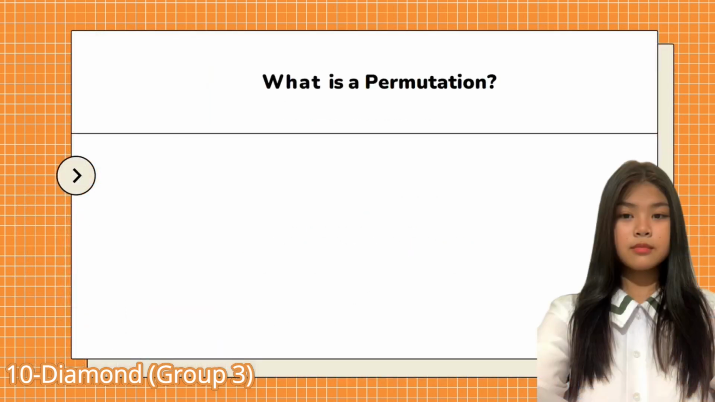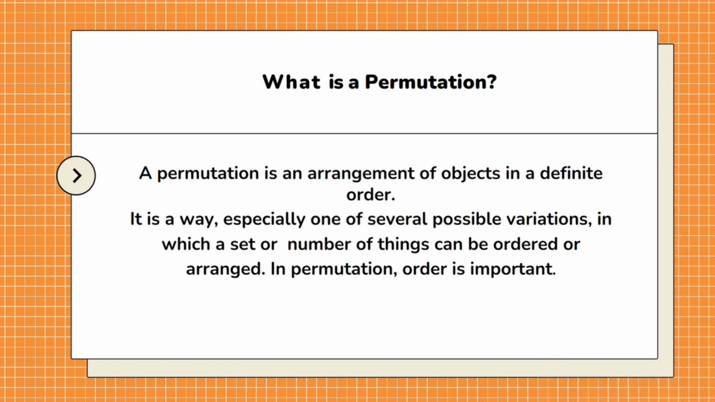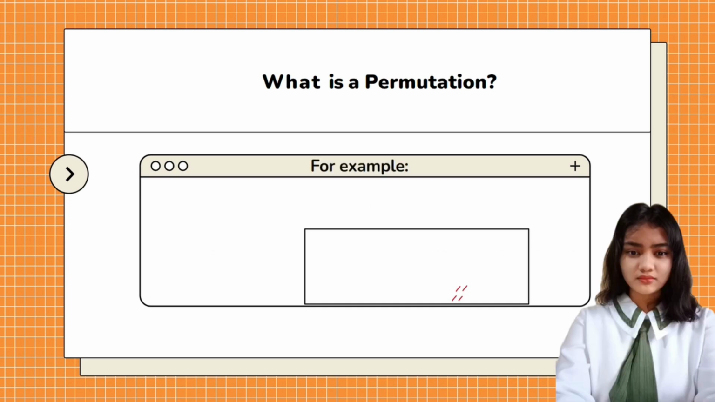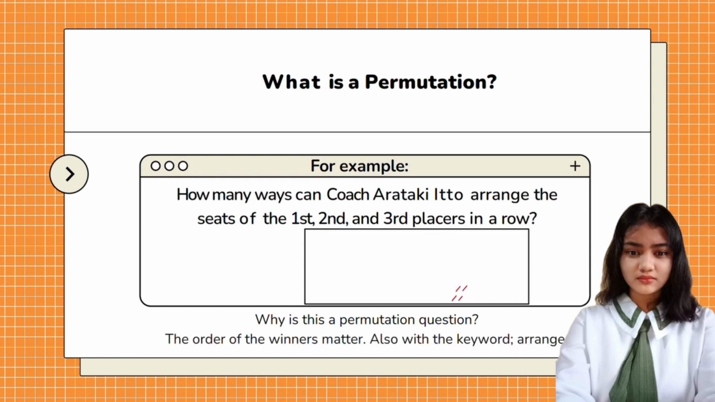We'll start with what is a permutation. A permutation is an arrangement of objects in a definite order. It is a way, especially one of several possible variations, in which a set or number of things can be ordered or arranged. Remember, in permutation, order is important. Let's do an example of a permutation question. How many ways can Coach Arataki Ito arrange the seats of first, second, and third places in a row? This is considered a permutation question because the order of the winners matters, with the keyword arrange.